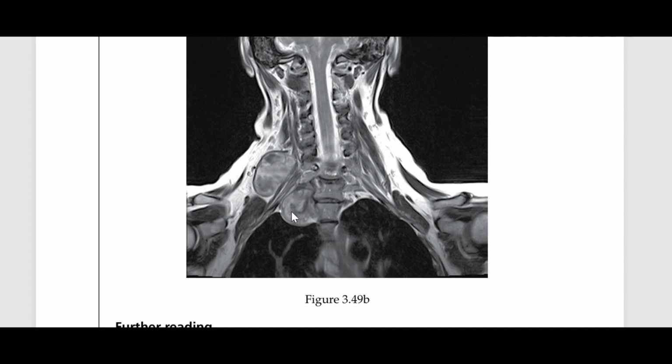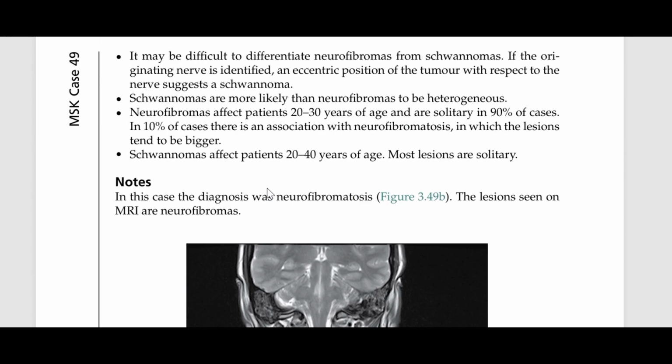As you know, neurofibroma on T2 weighted image will be of high signal with central areas of low signal. The diagnosis was neurofibromatosis. Okay, these lesions are neurofibromas.